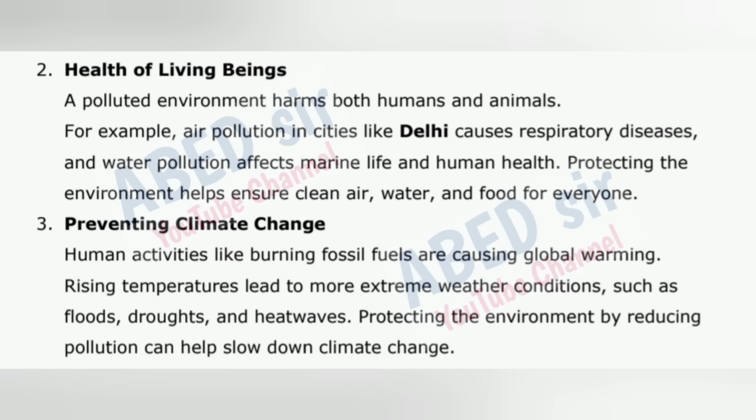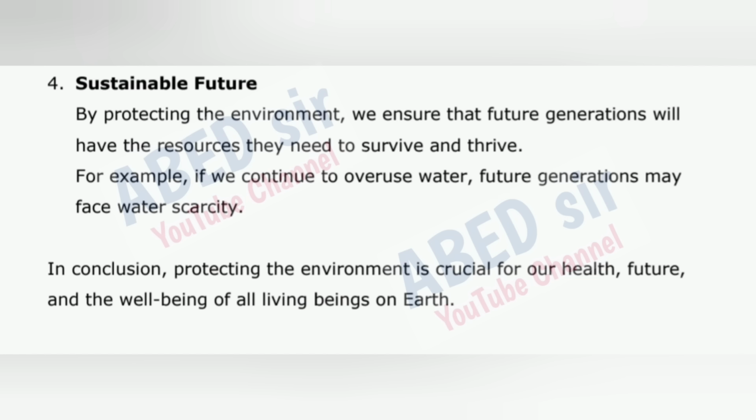3. Preventing climate change. Human activities like burning fossil fuels are causing global warming. Rising temperatures lead to more extreme weather conditions, such as floods, droughts, and heat waves. Protecting the environment by reducing pollution can help slow down climate change. 4. Sustainable future. By protecting the environment, we ensure that future generations will have the resources they need to survive and thrive. For example, if we continue to overuse water, future generations may face water scarcity. In conclusion, protecting the environment is crucial for our health, future, and the well-being of all living beings on Earth.